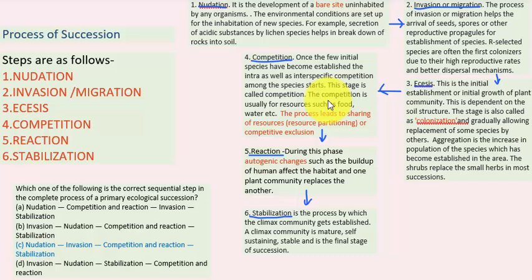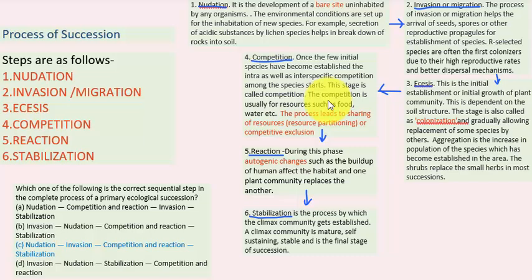And the next is the reaction. During this phase, autogenic changes such as the build-up of humus affect the habitat, and one plant community replaces another. And the last stage is stabilization, that is the establishment of the climax community, which is a mature, self-sustaining, stable community, and this is the final stage of succession.